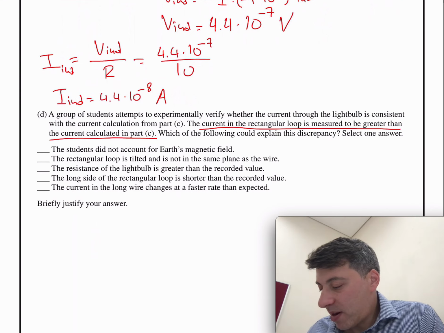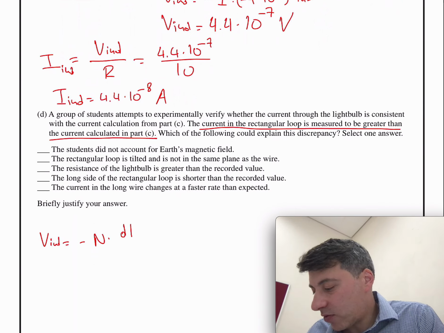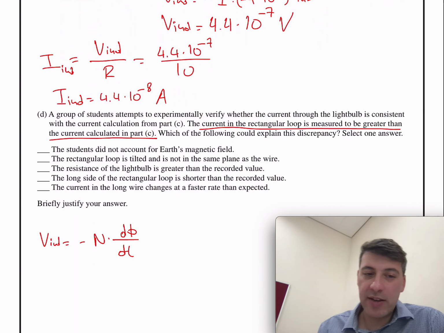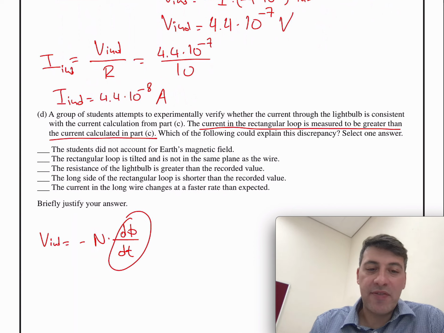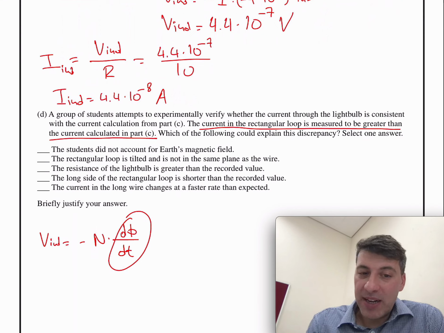Now, we need to remember that the induced EMF was minus number of turns times the change of flux with respect to time. In order to have greater current, we need somehow to increase the rate of change of flux, how fast the magnetic flux is changing through the loop. Let's see the possibilities.